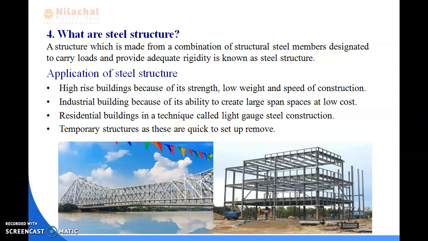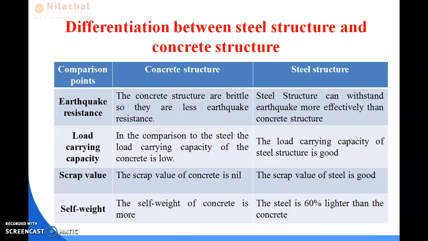Here you can see the first figure. It is the Howrah Bridge situated at Calcutta. This is purely made up of steel structure, and this is a frame structure of steel, which is a frame structure of a building. Next is the differentiation between steel structure and concrete structure.